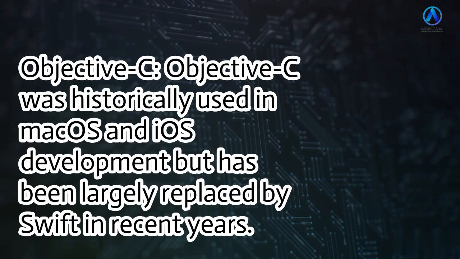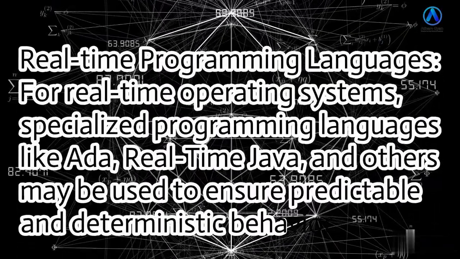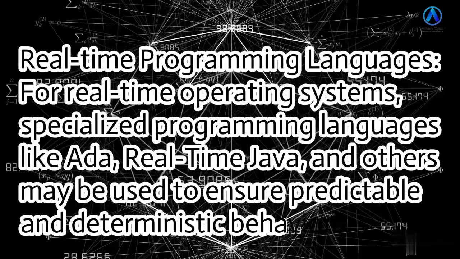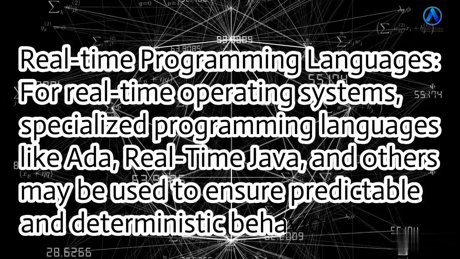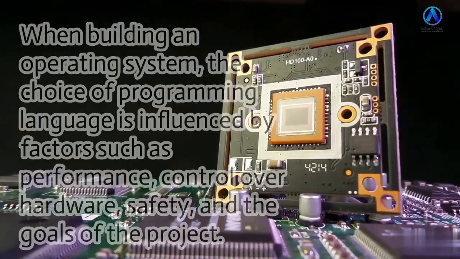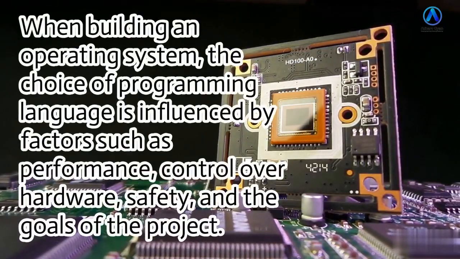Objective-C was historically used in macOS and iOS development but has been largely replaced by Swift in recent years. Real-time programming languages. For real-time operating systems, specialized programming languages like Ada, real-time Java, and others may be used to ensure predictable and deterministic operation.